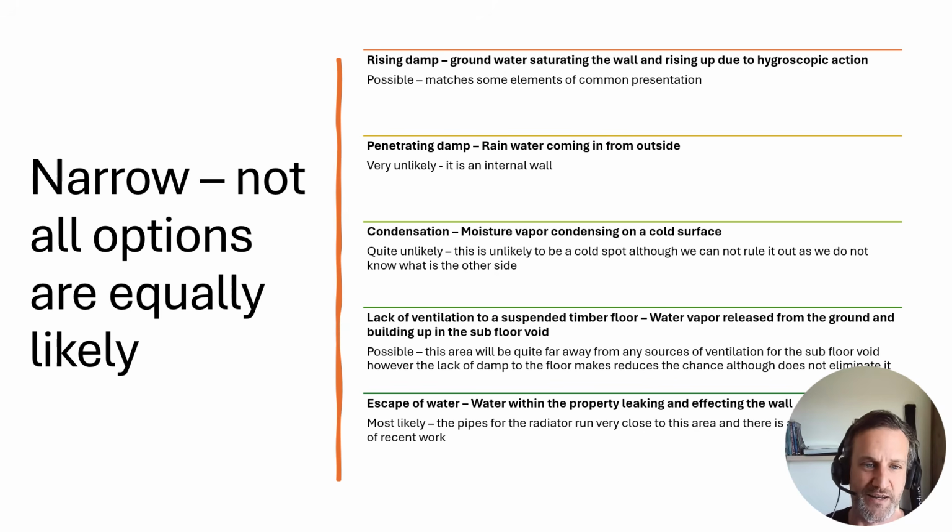Well, that one's probably not very likely. We're talking about an internal wall here. It's a party wall between two properties. There is no rainwater hitting it. Now, it could be that somebody's throwing water at it from the other side. We can't completely eliminate that. We haven't been round there.